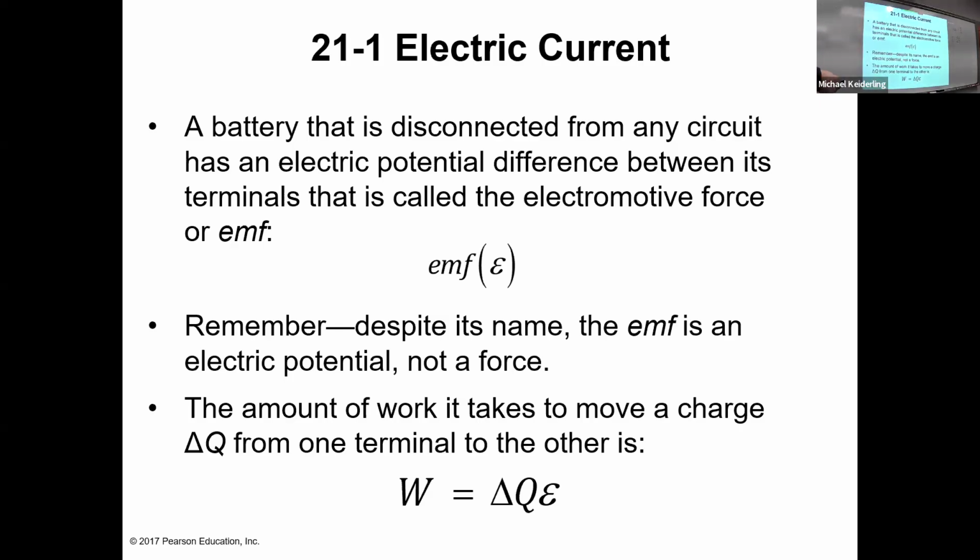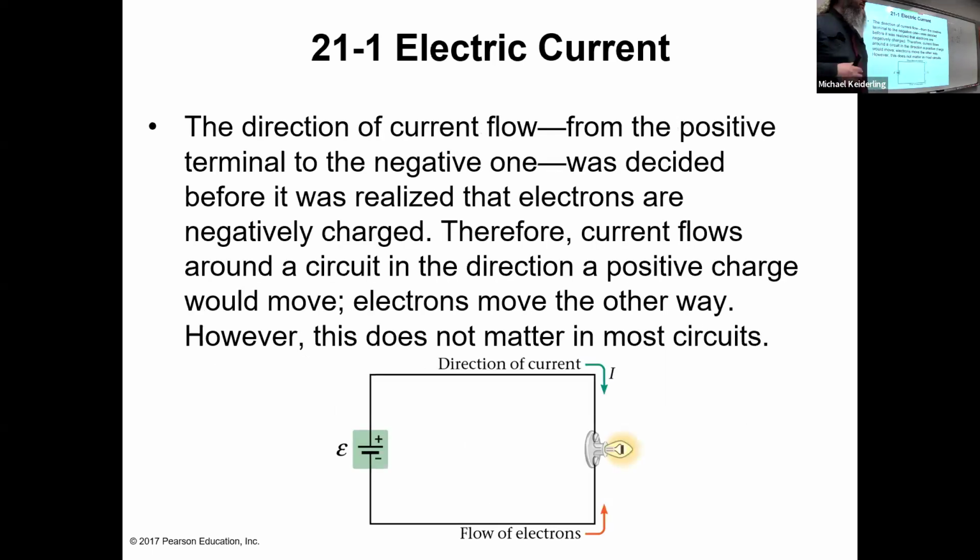The amount of work it takes to move a charge from one terminal to the other is the charge, delta Q, times the electromotive force. So a battery can move so much charge. Now, the direction of current flow that we talk about is the direction that positive charges would flow in a circuit. The direction of current flow for circuits and the charges of what's positive and what's negative was decided before we knew that the actual thing that was moving was electrons.